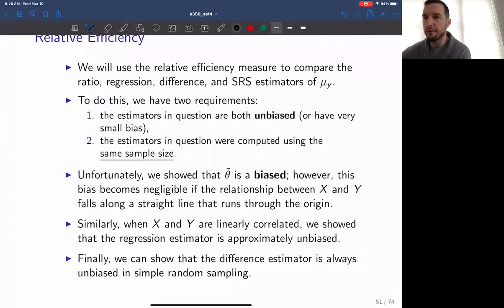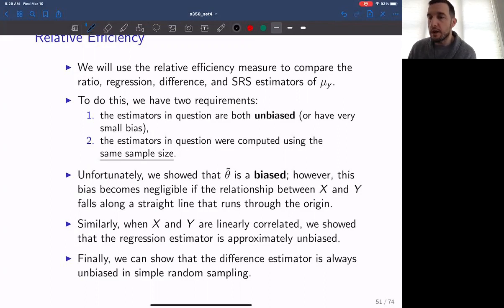All right, so we have some requirements when we are using our relative efficiency estimator. The first requirement is that both of the estimators are unbiased or have very small bias. Now, this isn't exactly the case for the estimators that we are talking about. For example, for the ratio estimator, we show that this is approximately unbiased, but the estimator itself is a biased estimator. But if we have a strong linear relationship that runs through the origin, that bias is small enough that we could ignore it for the purposes of using the relative efficiency approach.